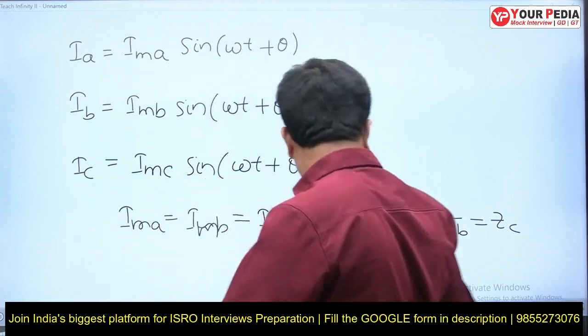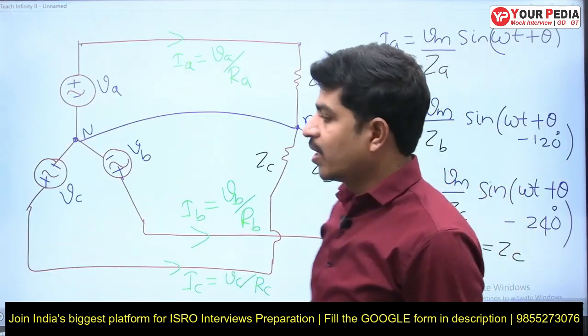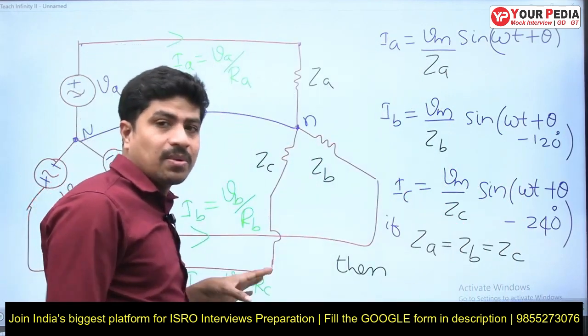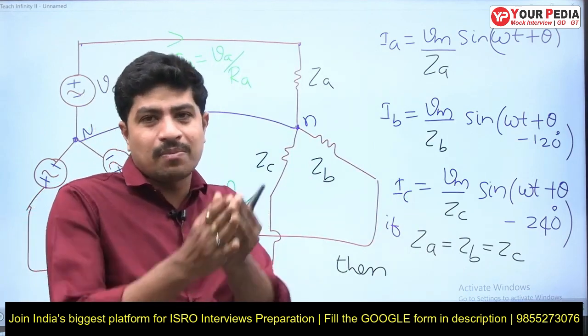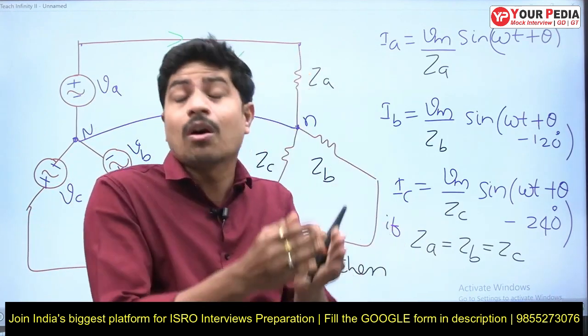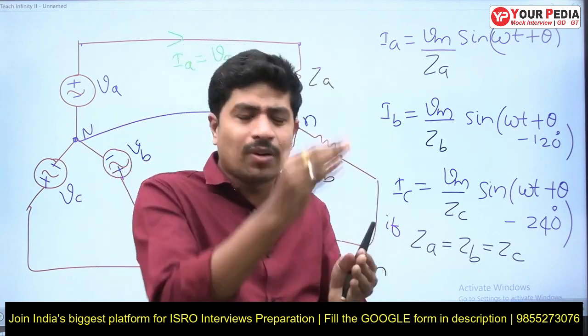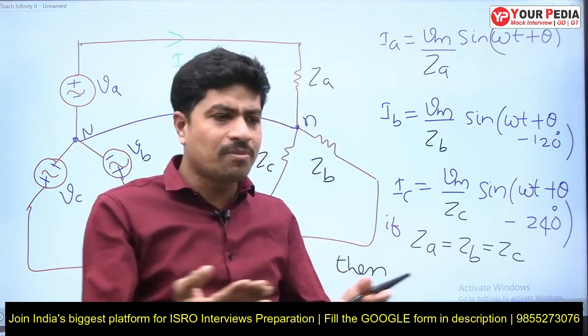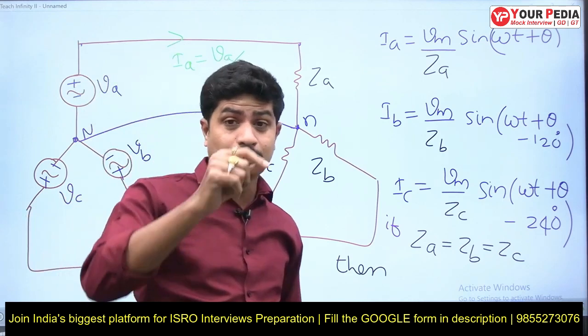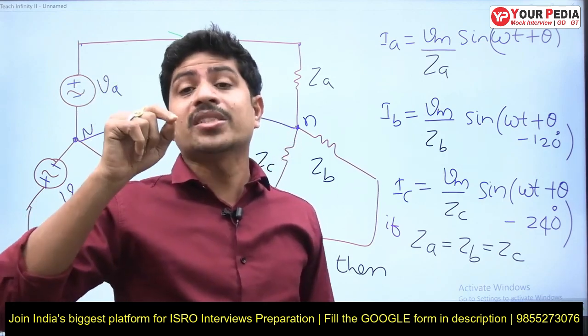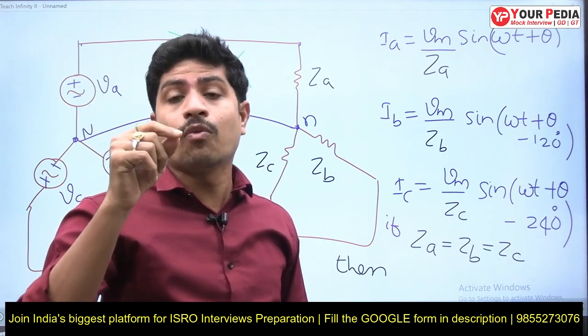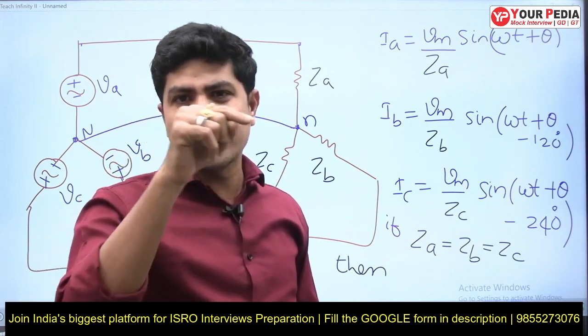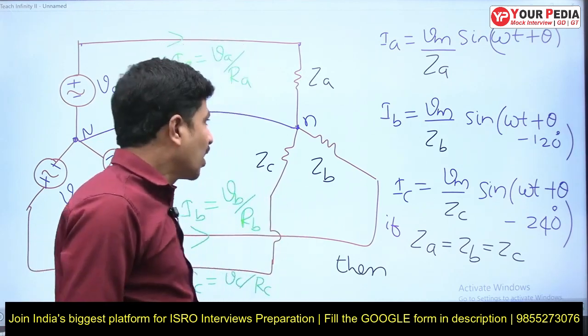If we talk from this side, all three voltages must be balanced. Means all three voltages' maximum magnitudes, or RMS magnitudes, or average magnitudes must be equal. If all three RMS values are equal, obviously maximum values are equal. And all three phases must have a phase angle difference of 120 degrees between consecutive phases.